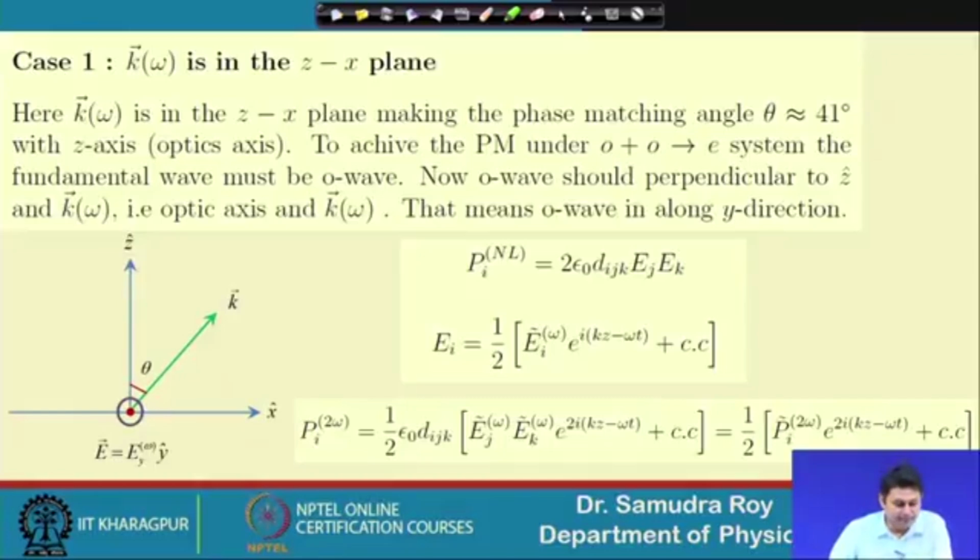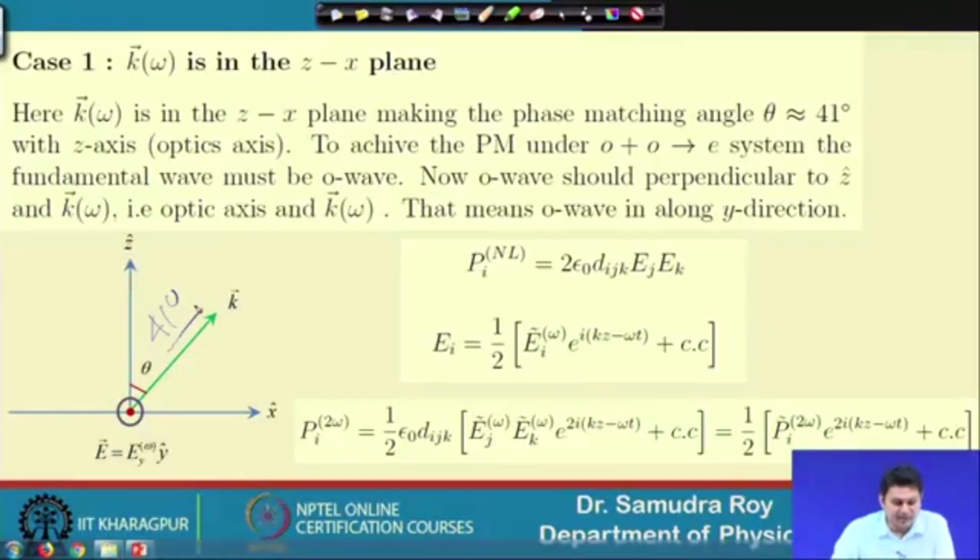This is some sort of recap. If I launch the k vector in the xz plane, then we find that there will be no second harmonic generation, because I am launching the k vector in the xz plane and this theta is 41 degrees. So the phase matching is still there, but the orientation of k, rather the azimuthal angle of the k, is very important.